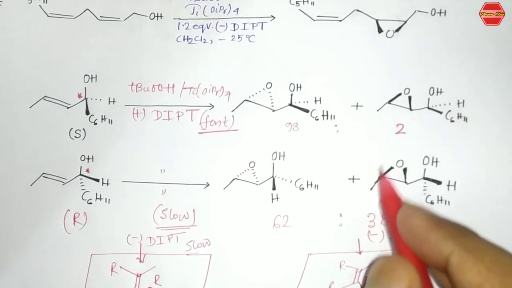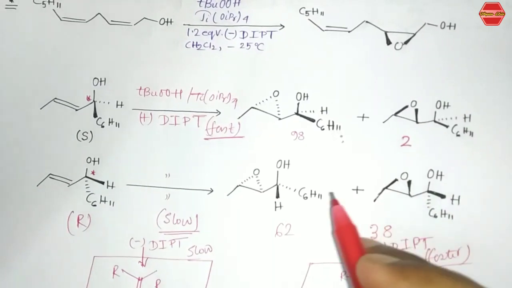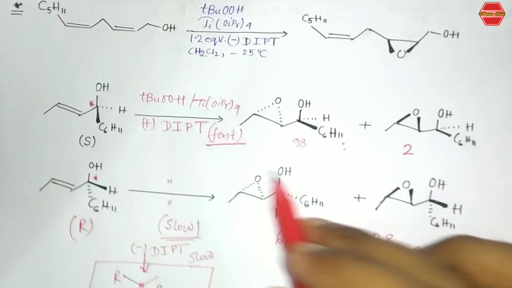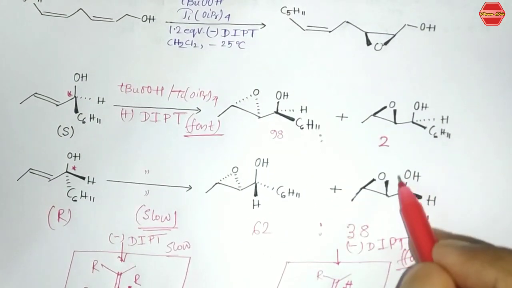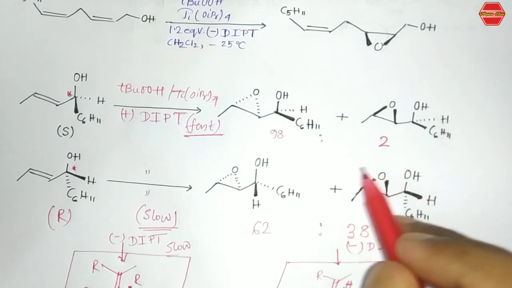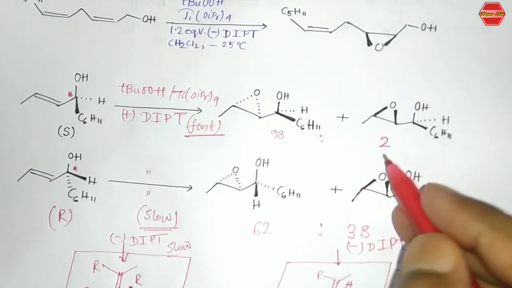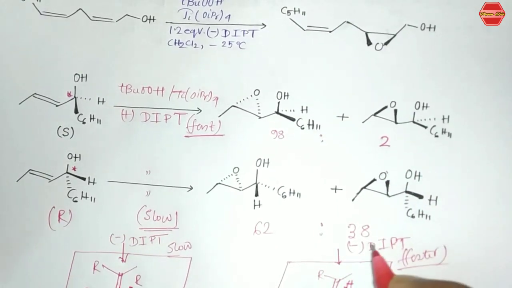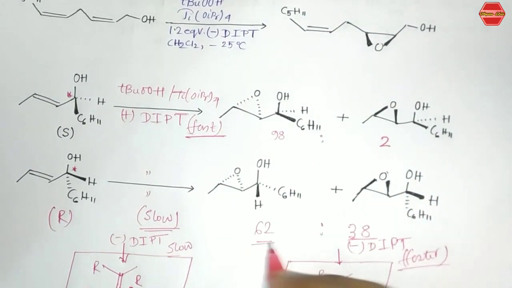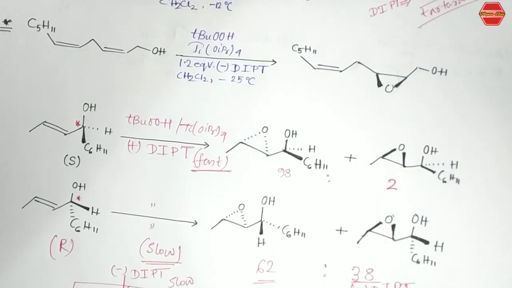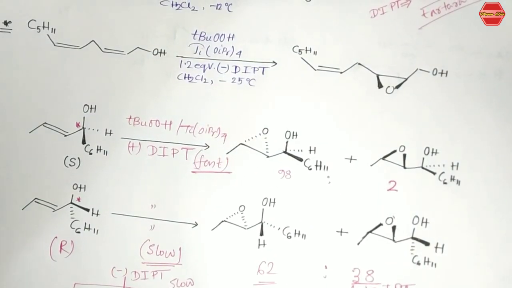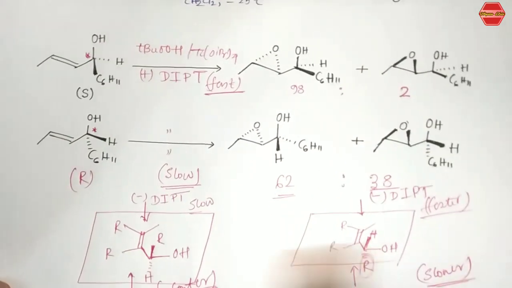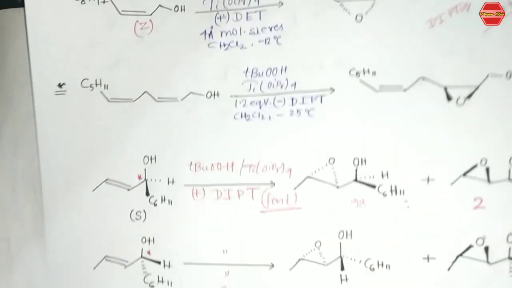Although it is trying to form the lower side epoxide, we also get the epoxide from the above side. So this is also formed in 38%. So this is the difference between the S isomer and the R isomer, and that is how we can distinguish both of them and the percentage of the product.